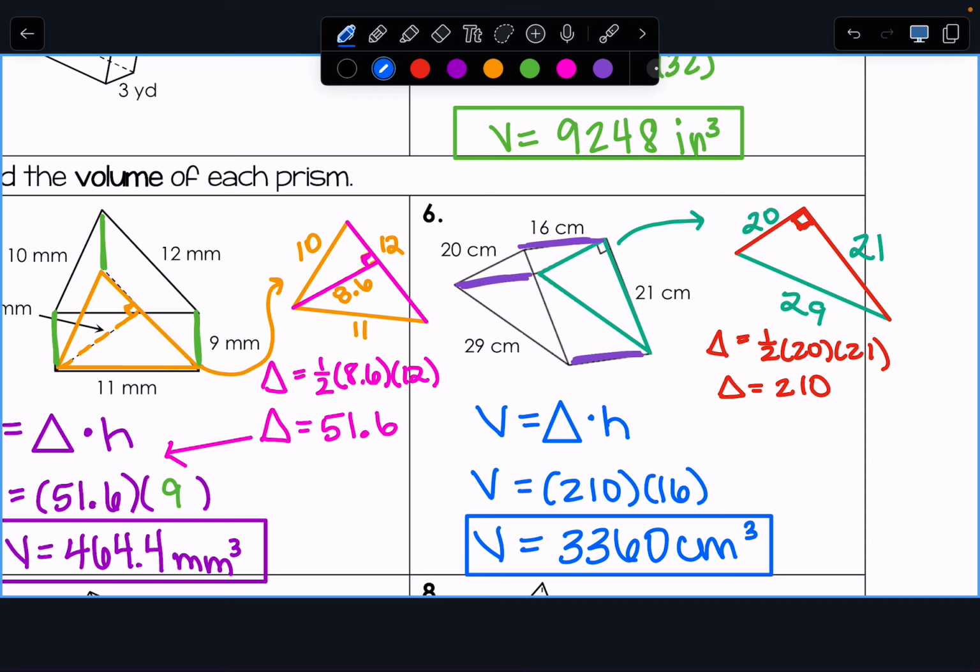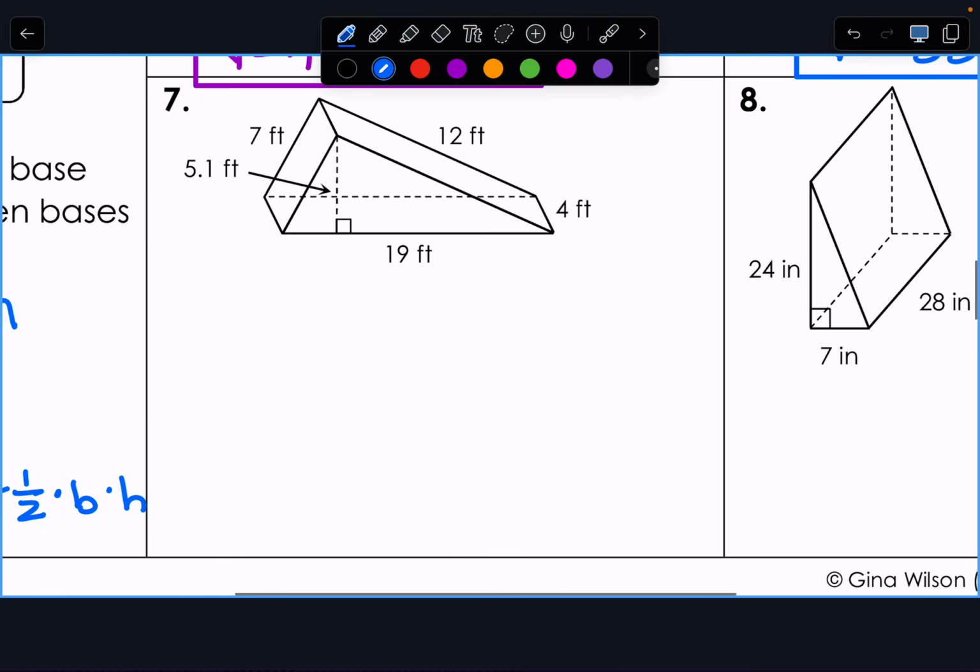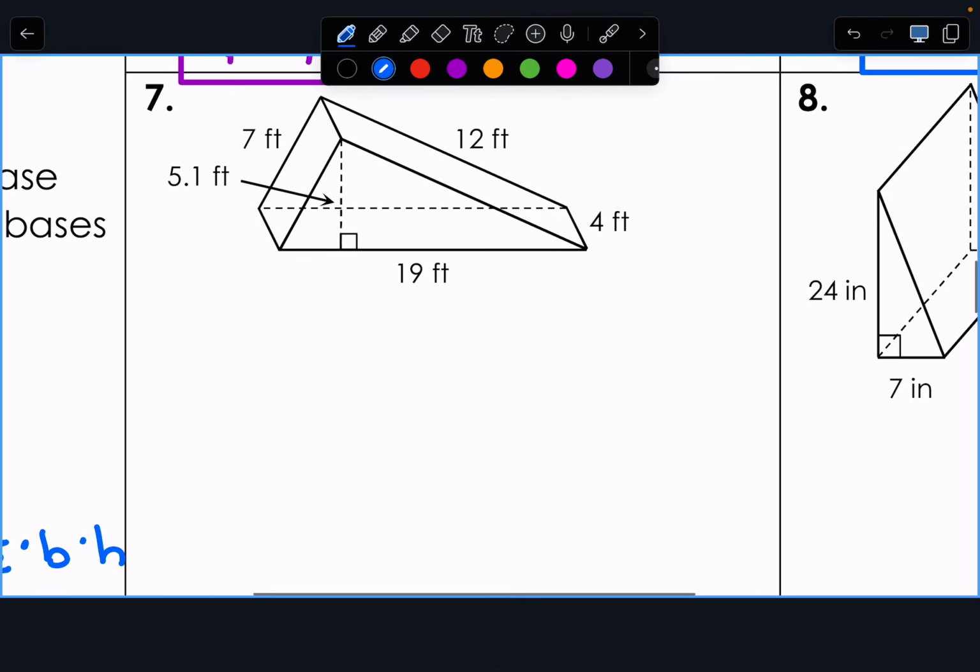So what I want you to do, I want you and your elbow partner to work together on number 7. I'm going to give you like 2 minutes, and then we're going to go over your answer together, okay, before we get to our homework, okay? See what you can come up with for number 7.